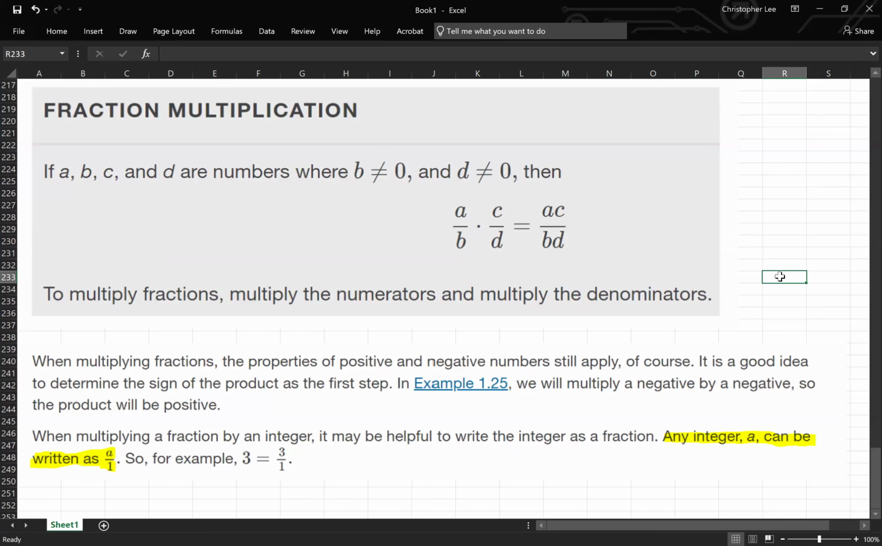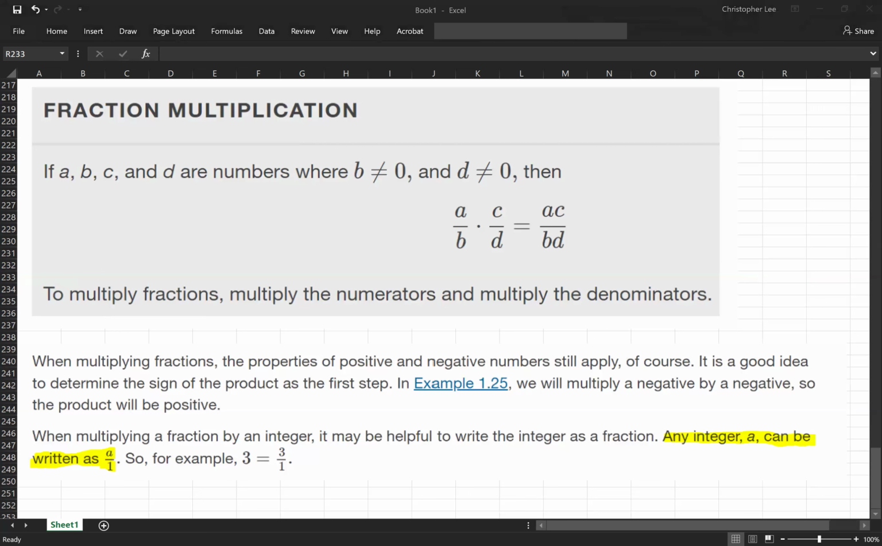When multiplying a fraction by an integer, right? An integer is just a whole number, which could be positive or negative. It may be helpful to write the integer as a fraction. So check this out. This is important right here. Any integer a can be written as a over 1. So for example, if you have the number 3, that's the same thing as saying 3 over 1. That's a little hack, right? You switch it to a fraction, and now you know what to do with the fraction. So that's how you can convert a whole number into a fraction.